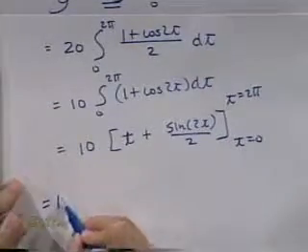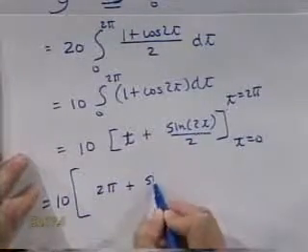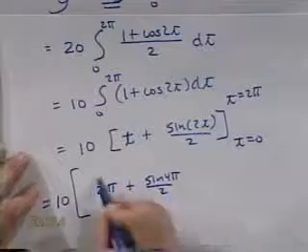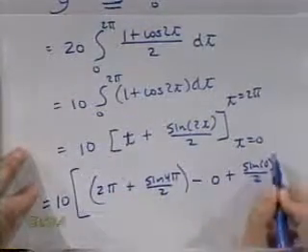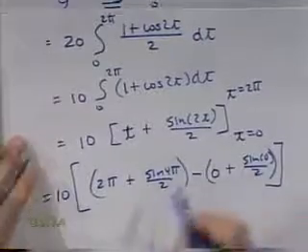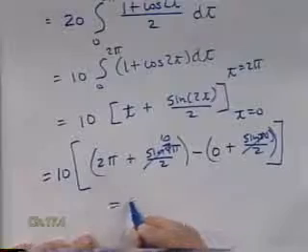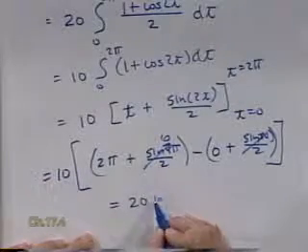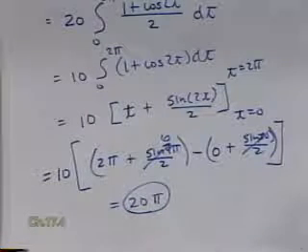And this is going to give me 10 times, plugging in 2 pi, 2 pi plus sine 4 pi over 2, minus 0 plus sine of 0 over 2. But let's see, this is 0, that's 0, that's 0. So we just have 2 pi times 10, which is 20 pi. So we just figured out that the area inside that ellipse is 20 times pi.